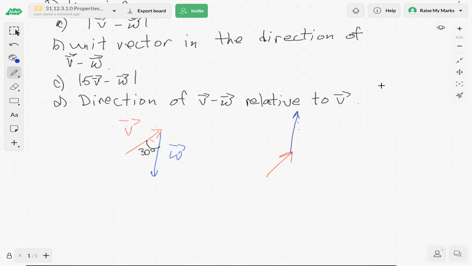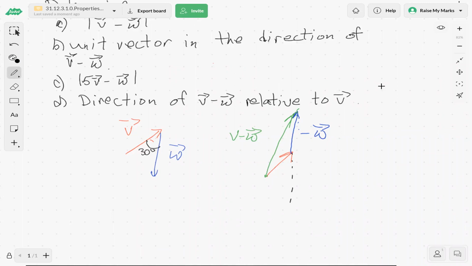But parallel to w. There you go. And then our resulting vector goes from the tail of v to the head of negative w. And what do we end up with? We end up with this right here. This is v minus w. So we have our triangle.